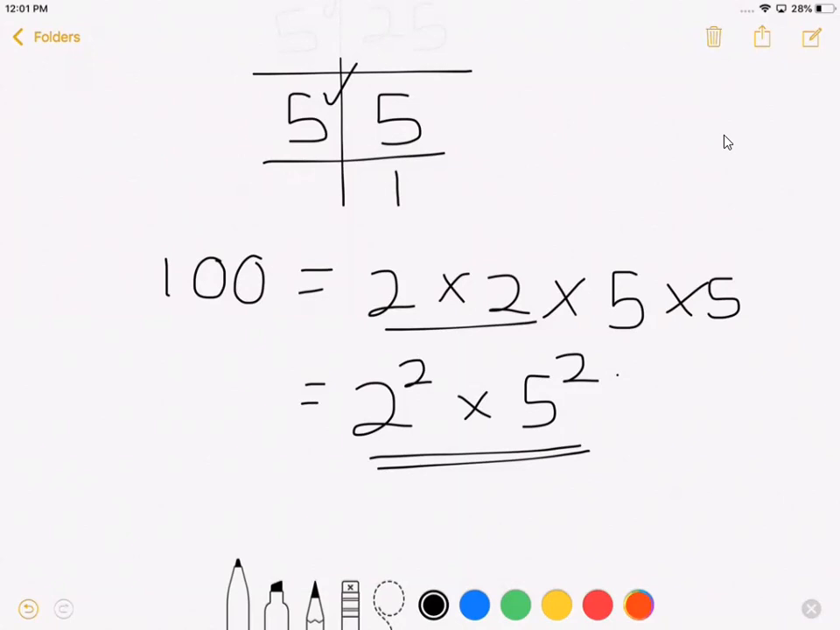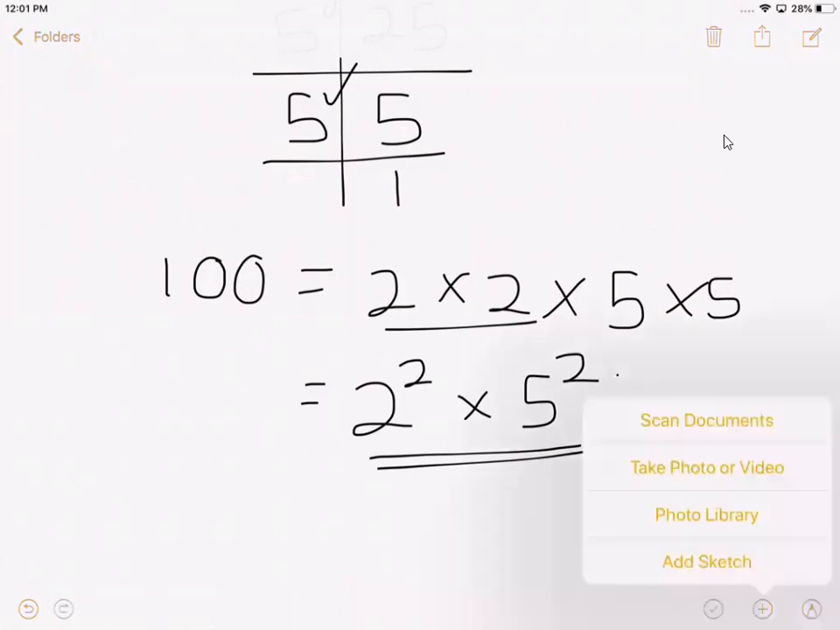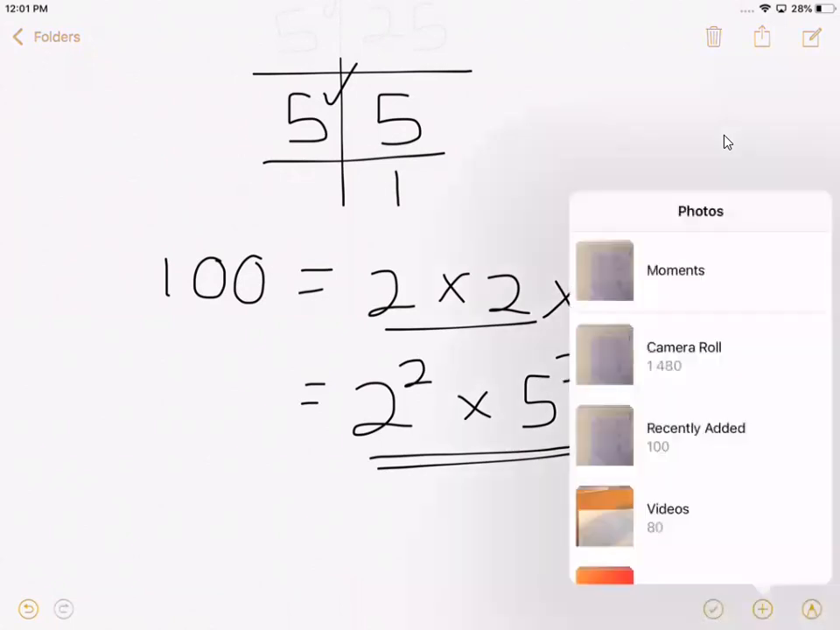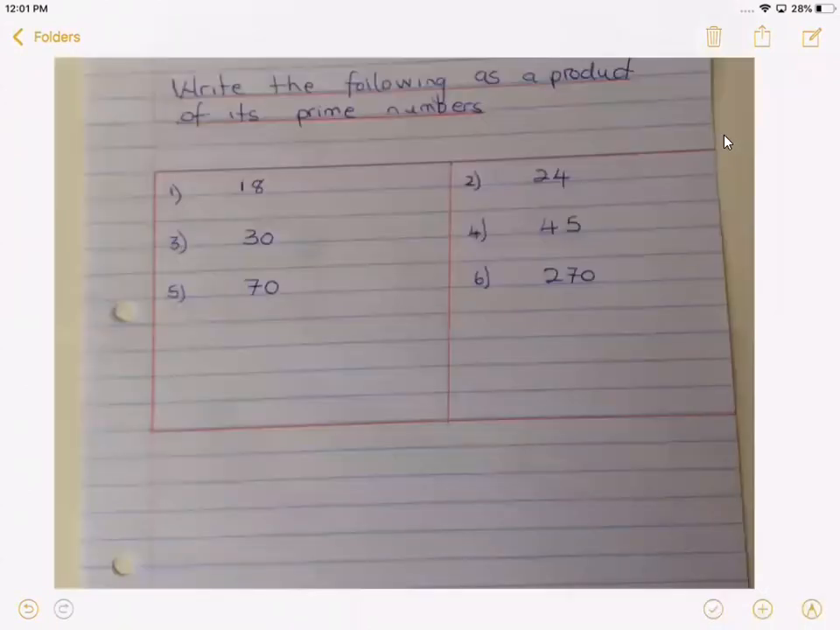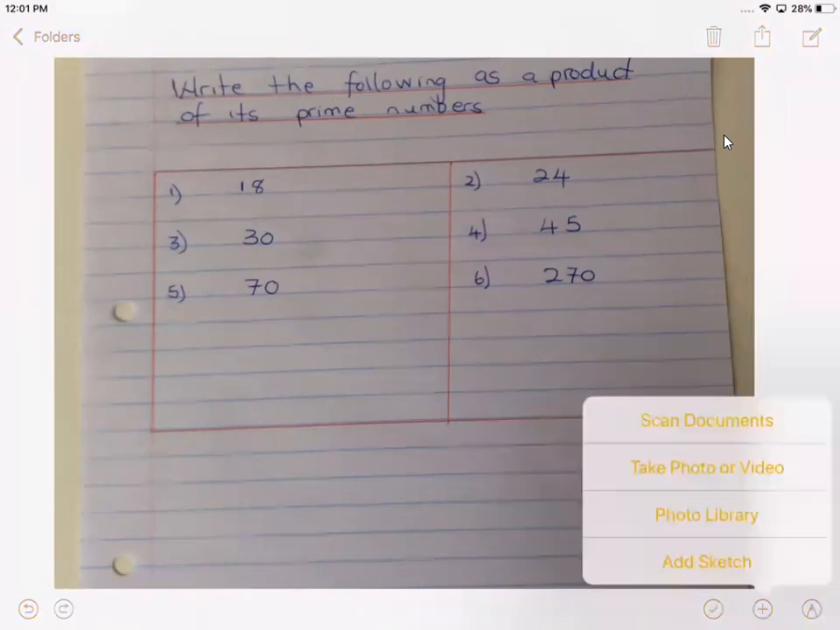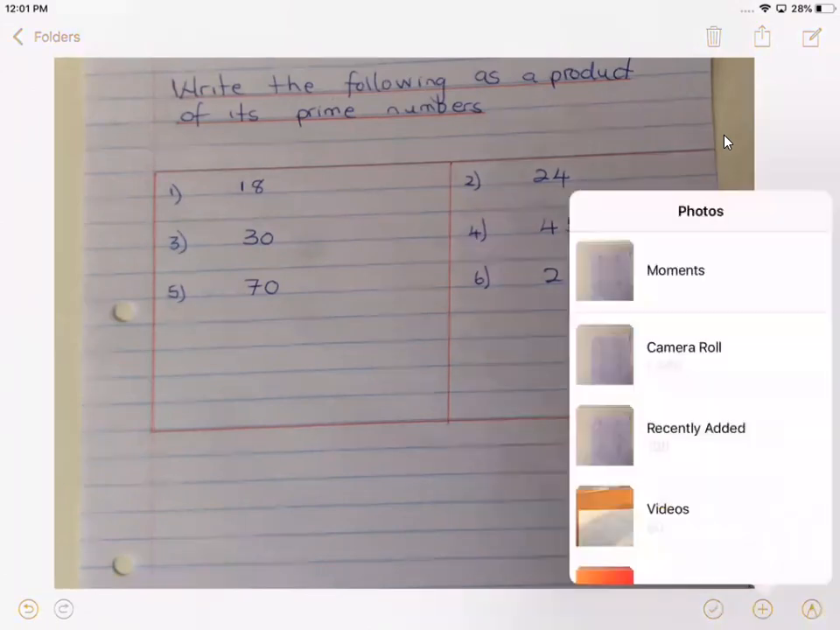Then your work today, this is your work. You are required to write the following numbers as a product of their prime numbers. You pause the video and do your exercise. After you are done with the exercise, there are the answers.